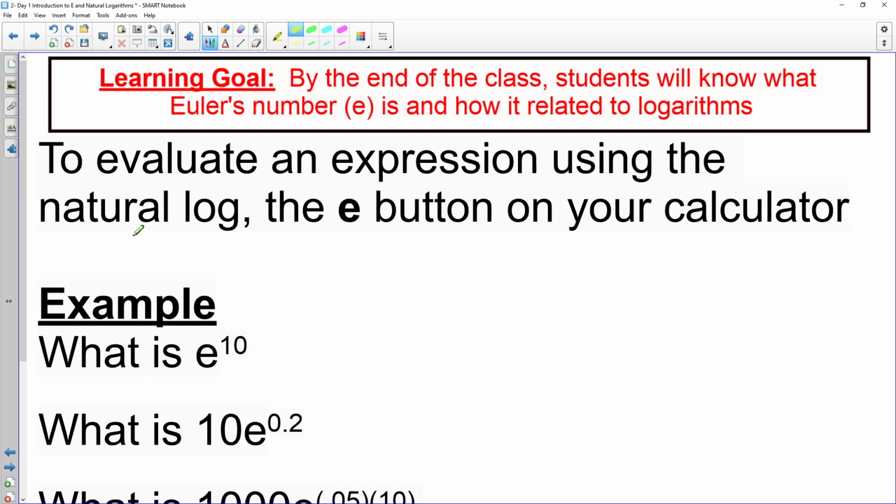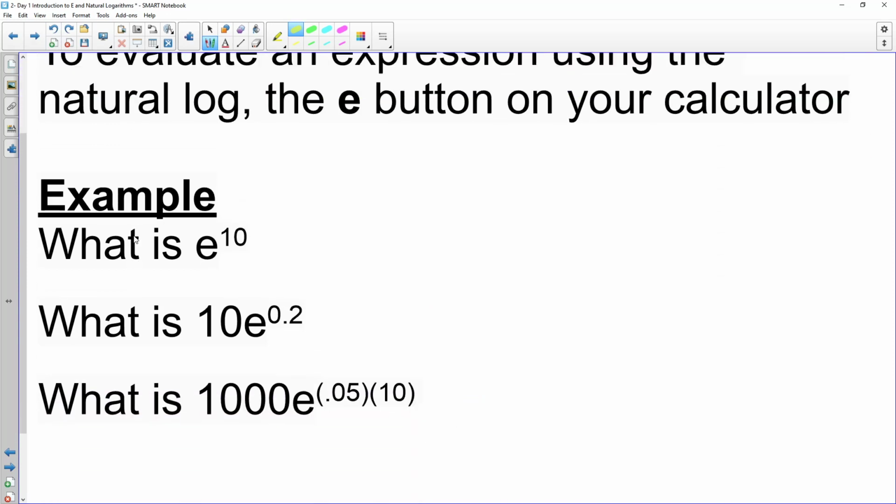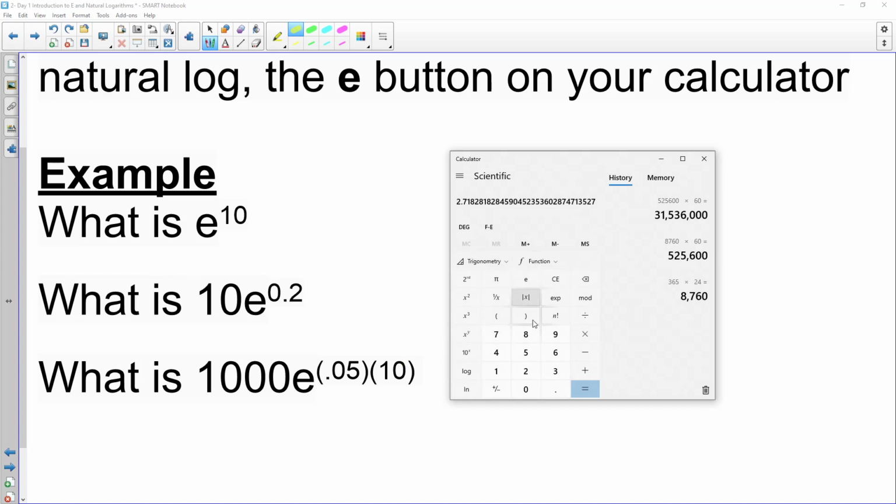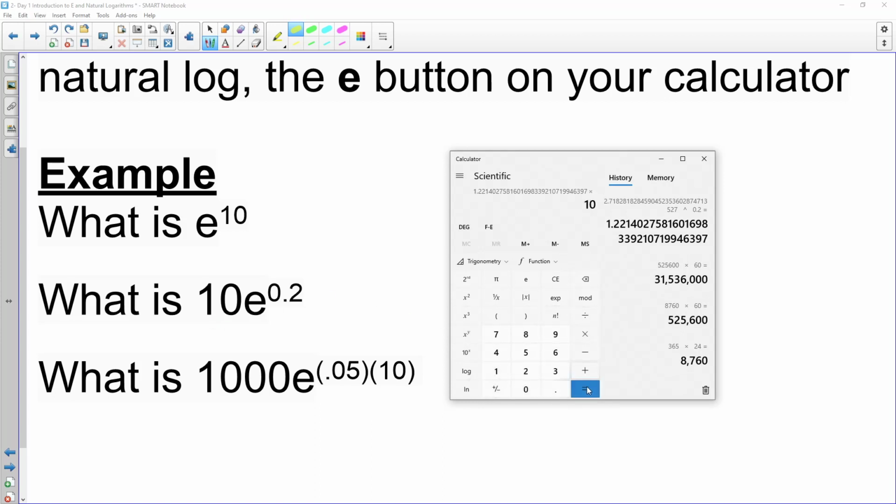So if I were to give you a problem like this and just ask you, we'll do the second one, what is 10 times e to the 0.2? I can just go to my calculator and start off with e to the 0.2. So I'm going to clear everything out, and I'm going to do e, and raise it to the 0.2. Okay, and get that value, and then I'm going to multiply that answer by 10, right? So very similar to what we did with the compound interest formula, where we figured out what was going on with the parentheses, and then we multiplied by that starting value. You're going to do the same thing, okay?